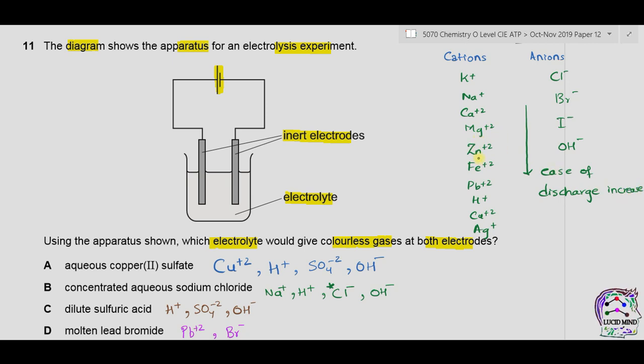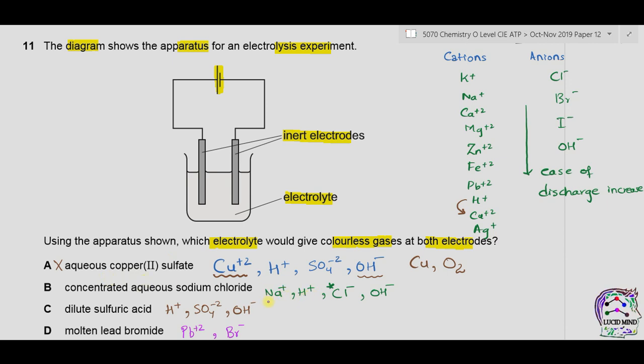This means that the ion present below will be discharged first, while the ion present above will not be discharged. In A we have copper plus 2 ion and H plus ion, so as we can see that H plus is above copper plus 2, therefore copper plus 2 is converted into product. In sulfate and hydroxide ion we can see that sulfate is not present in discharge series, so it is not discharged, only hydroxide ion is discharged. So at one electrode copper is formed, while at the other electrode hydroxide ion converts into oxygen gas. So as gases are not formed at both electrodes, A is incorrect.